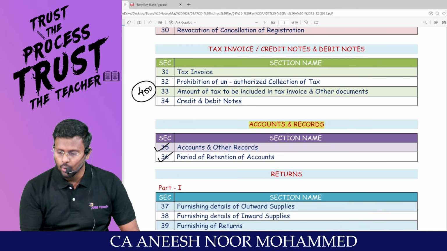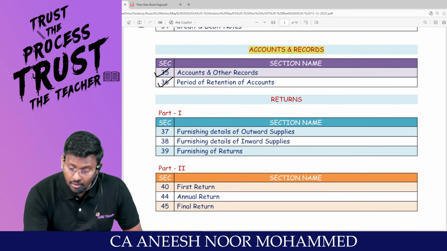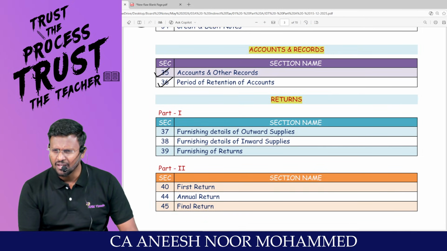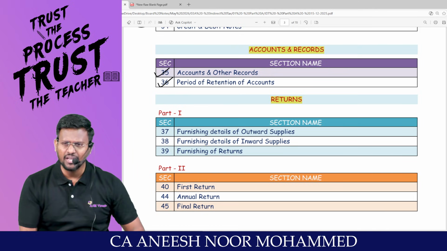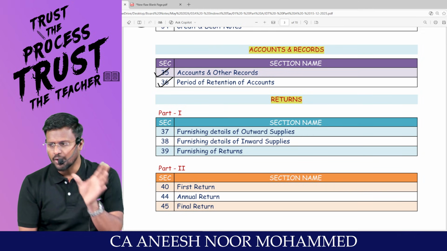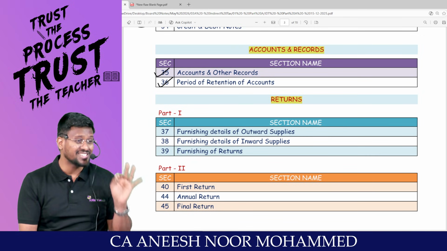Sir, now you are supposed to file the returns. That's what practically we are doing every month. We are filing GSTR 1. We are filing GSTR 3B. We are filing GSTR 2A, 2B. All those are the returns in the GST.